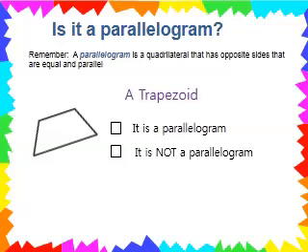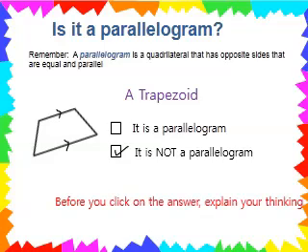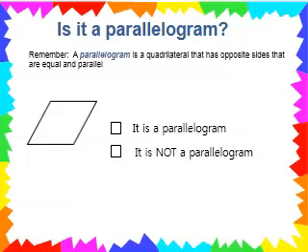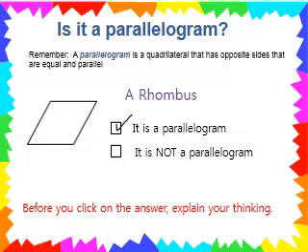Now, what about the trapezoid? Is it a parallelogram? It's not a parallelogram, of course, because only one pair of lines is parallel. The others are not, so it's not a parallelogram. Okay? Now, the rhombus. Is it a parallelogram? It's also a parallelogram because the opposite sides are equal and parallel.